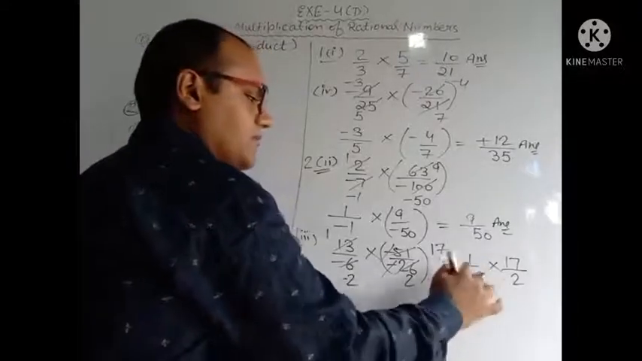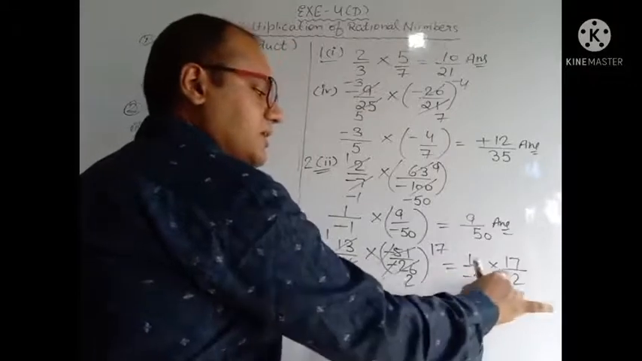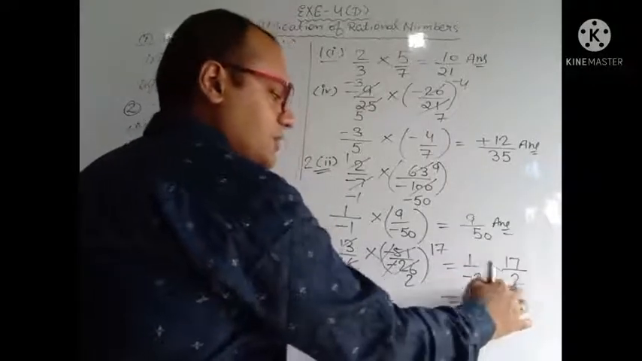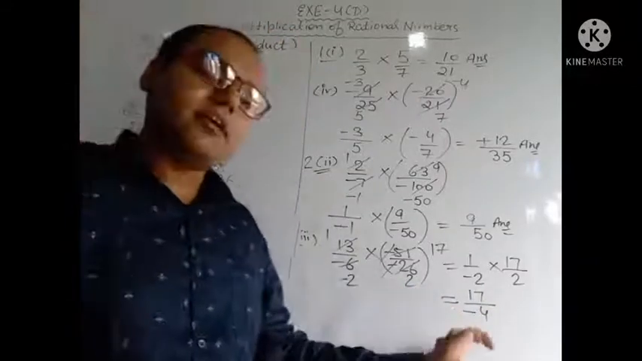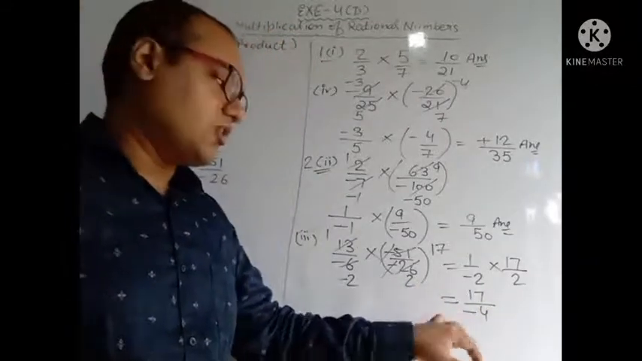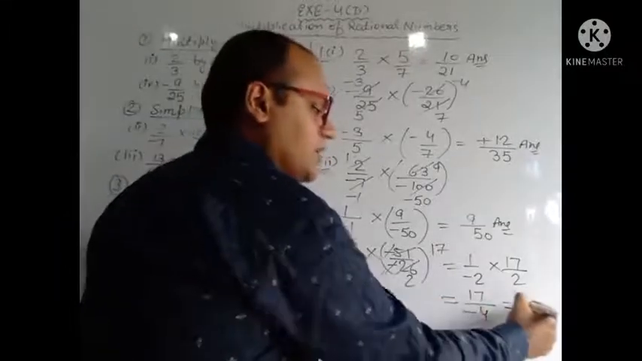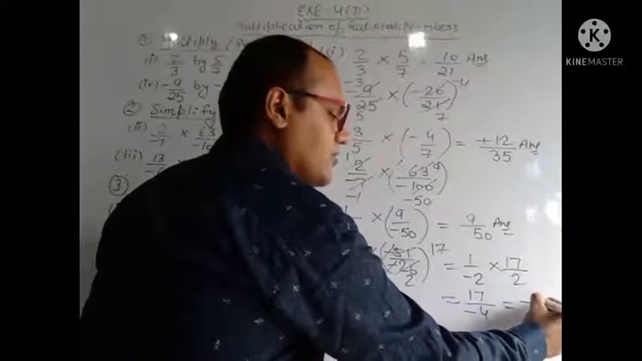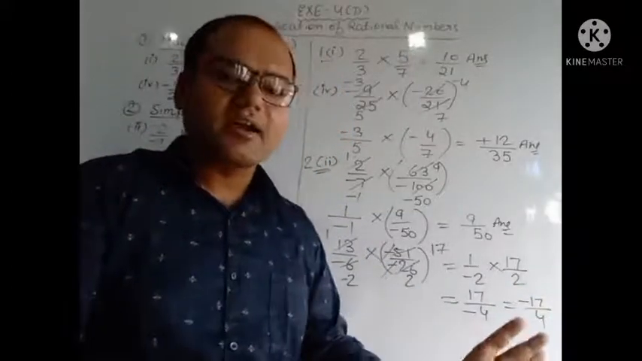On multiplying them, 1 multiply 17, answer will be 17. Minus and plus will become minus. 2 multiply 2 will be 4. So whenever minus sign will come in the denominator, that minus sign you have to shift to the numerator. So we will shift this minus sign to the numerator. Our answer is minus 17 upon 4. So meaning will remain same. Meaning will not get affected.